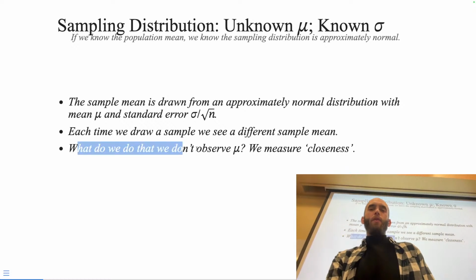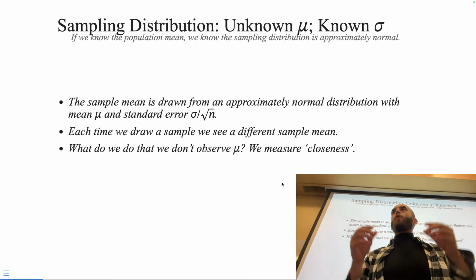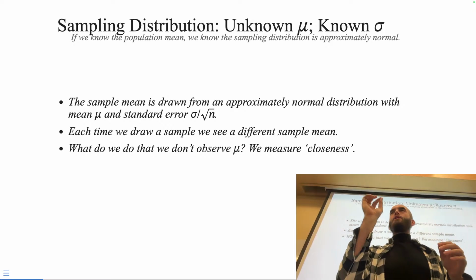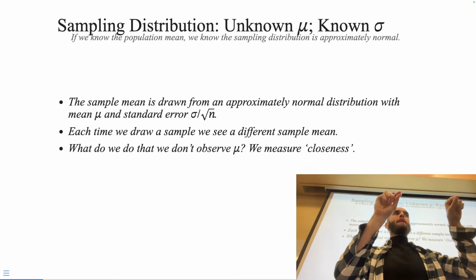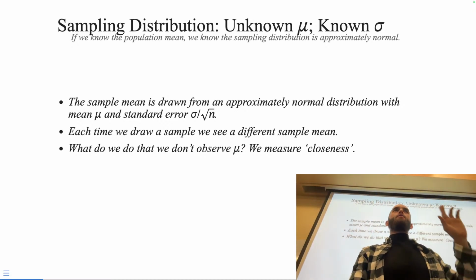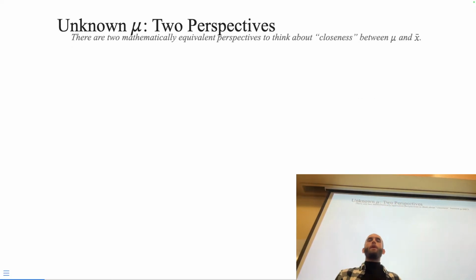So we asked this question in a certain kind of way. What do we do when we don't observe mu? But today I want to show you some pictures and some justification for this measure of closeness. So last time we talked about centering the sampling distribution on the truth and then looking at how far away our sample mean is from it. But today what we're going to do is sort of flip this and look at it from a different perspective. So here are the two perspectives.